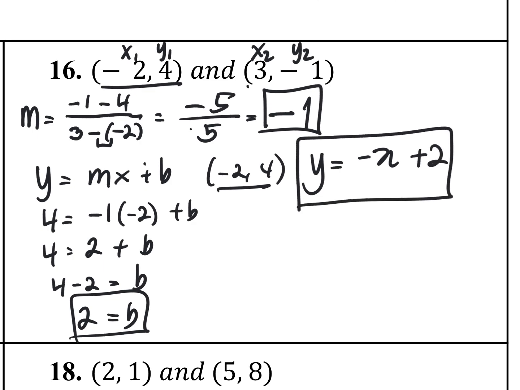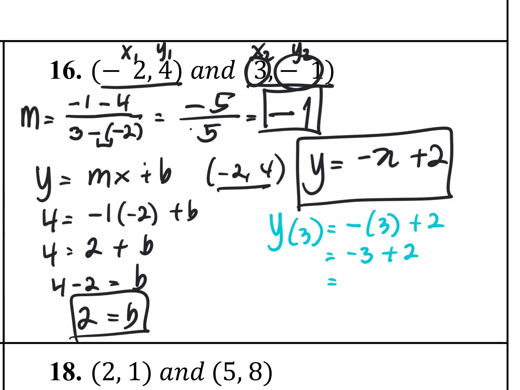Now, let's test the point 3, negative 1. If we put in 3, we should get negative 1 as an output. So let's try that. Y of 3 is equal to negative multiplied by 3 plus 2. Negative times 3 is negative 3, plus 2, and negative 3 plus 2 gives you negative 1. Therefore, this is where you get your coordinates 3, negative 1.